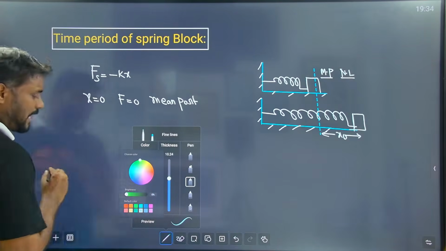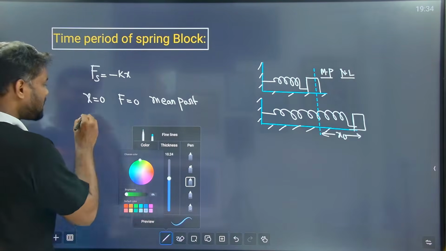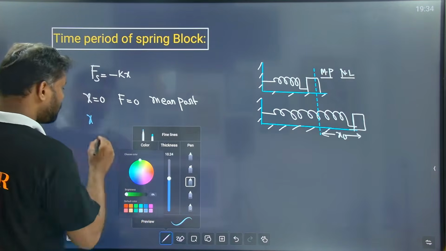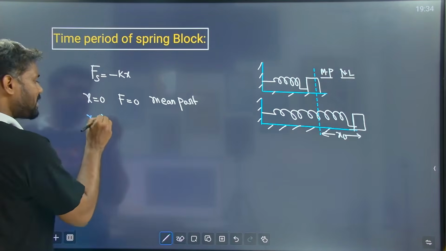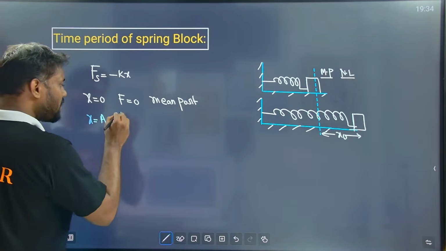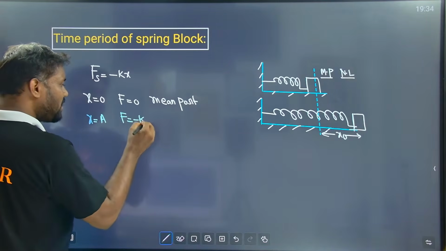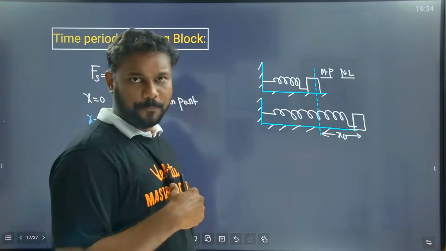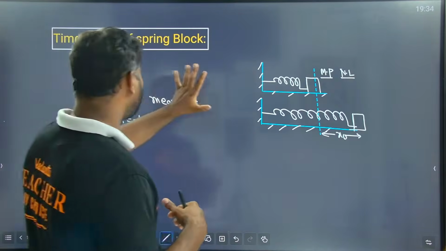Right? Then x is equal to, I'm changing the value. I'm taking x is equal to a. So x is equal to a. So what will the restoring force be? F is equal to minus k into a. It is a maximum value. Isn't it? The restoring force will be maximum. Right? So now I've taken the spring.